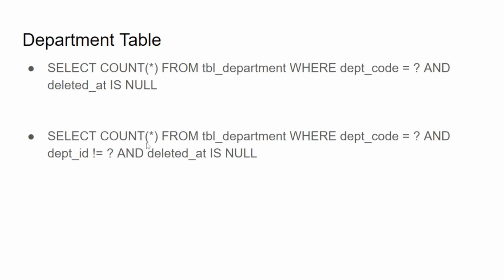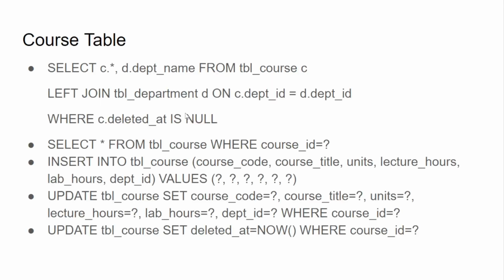And then this one is also the same. So if we have a current department code and we want to change its name, this query checks if that updated department code exists already among the other department codes that are already part of the database. So this is the verification or validation part of the department table.